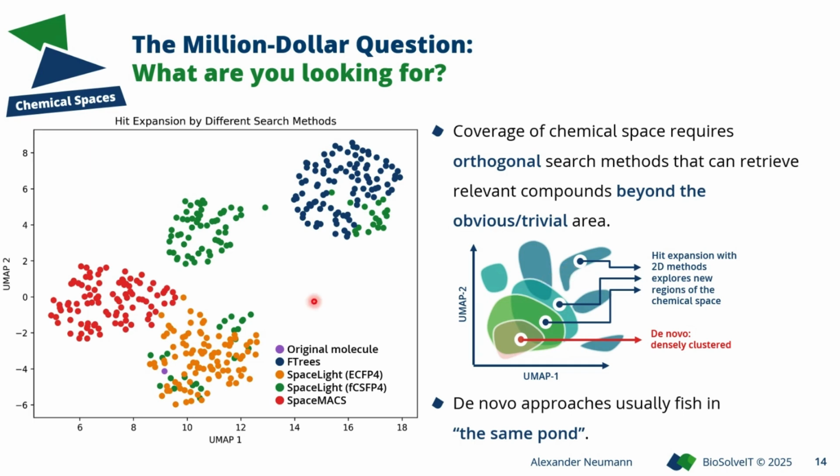What I did here on the left is to highlight the distribution of different search methods. All of them are command line applications, search methods that we have developed in-house: F-Tree, Spacelight, and SpaceMax. Starting with the original molecule, we used all of them. And after having retrieved 100 results for the original molecule, we mapped them with a UMAP. So basically, for the medicinal chemist, what is a UMAP? A UMAP is some sort of dimension reduction technique where you take a lot of dimensions and reduce them into 2 or 3 dimensions.